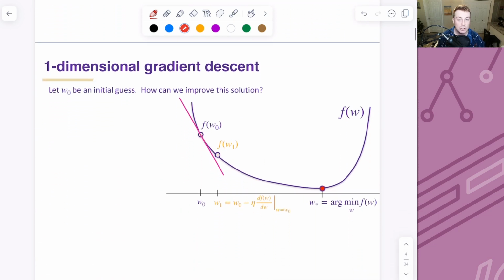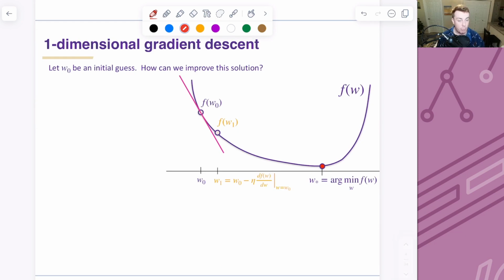So what we found there was that this general update formula is: start at some point W0, compute the slope at that point, and take a step in the opposite direction. So we subtract the derivative at that point. But we also multiply by some step size eta, and that's a hyperparameter we have to choose that controls how far we step each time.